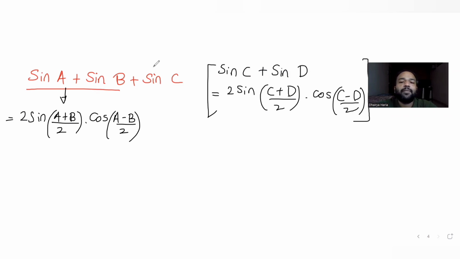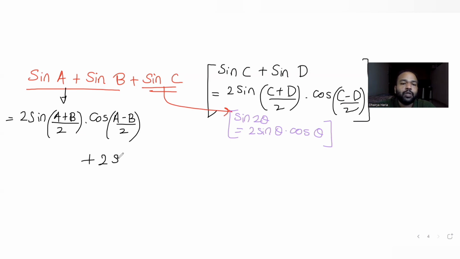And for sin C, if I apply the sine of double angle, we already know that sin 2θ is 2 sin θ cos θ. So for sin C, the angle in the answer basically becomes half the angle. So it becomes plus 2 sin(C/2) cos(C/2). So this is your entire expansion. Let's try to simplify it further.